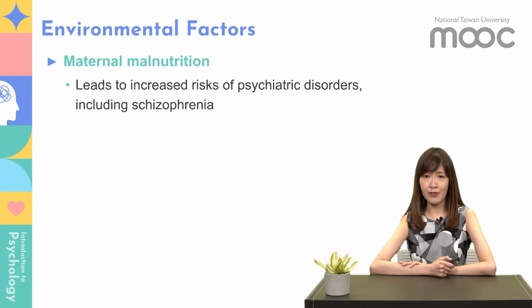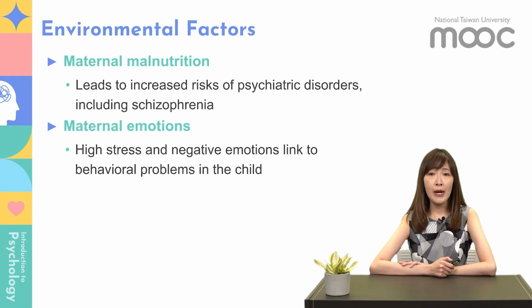So if mothers have severe maternal malnutrition, babies are more likely to have schizophrenia and other psychiatric disorders as they grow up. And mothers' emotions also play a role. If pregnant women are sad or anxious, or if they are depressed most of the time, then their babies are more likely to have problem behaviors after they are born.